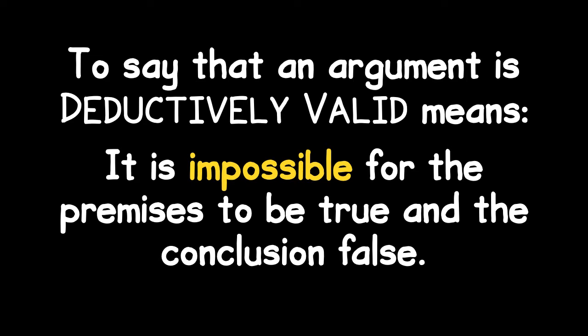Recall, to say an argument is deductively valid means that it's impossible for the premises to be true and the conclusion false. To say that an argument is invalid means that it's not valid. Or to spell it out, to say that an argument is invalid means that it is possible for the premises to be true and the conclusion false.